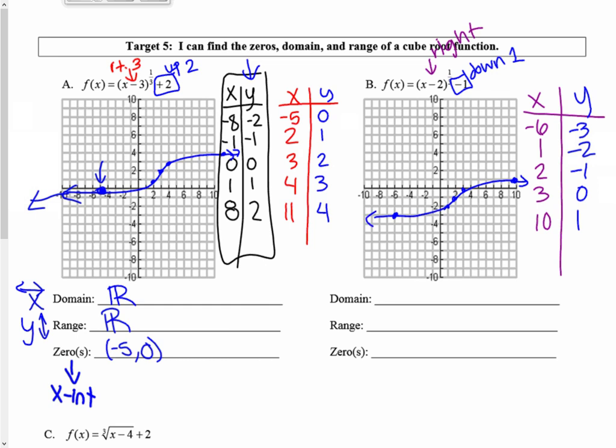When I look at the domain of this graph, it is also going to the left forever and going to the right forever. Every one of our cube root functions will always have a domain of all real numbers because it will always go to the left and to the right forever. The same thing is true with our range. Our graph's always going to be going up forever and always going down forever. So our range is also all real numbers. Our zero, or our x-intercept here, is graphed at (3, 0). Always looking for your x-intercepts.